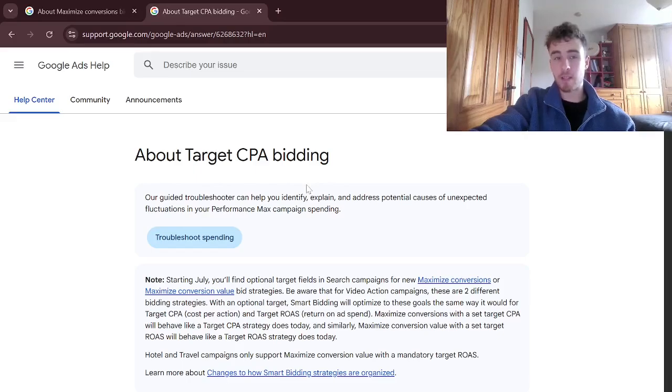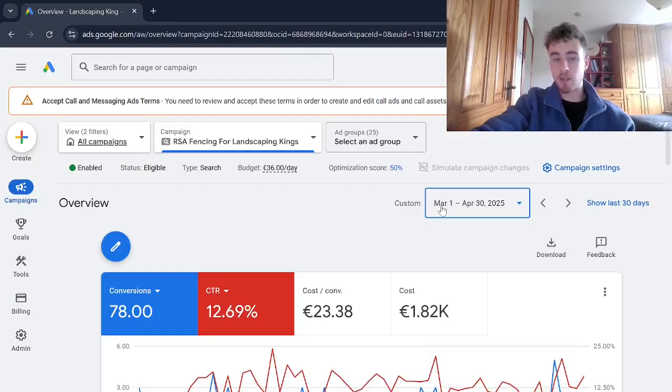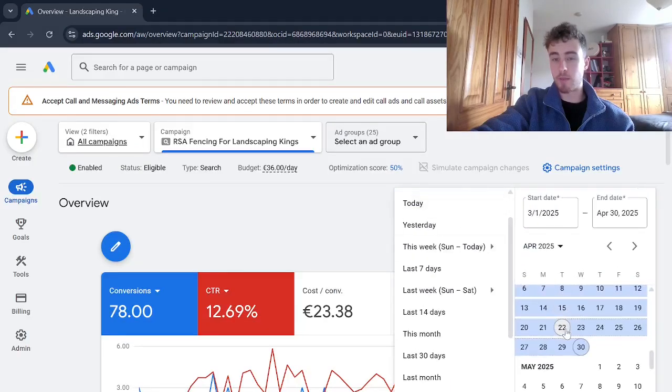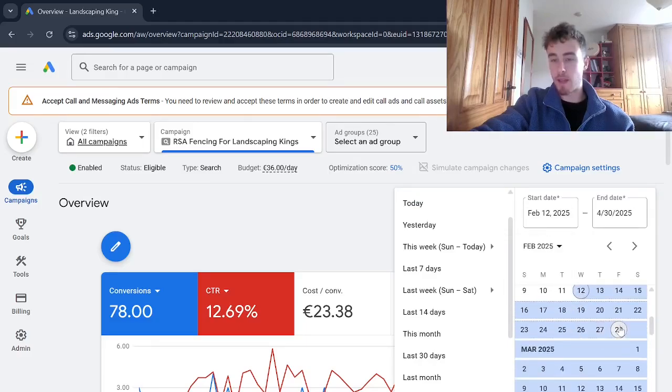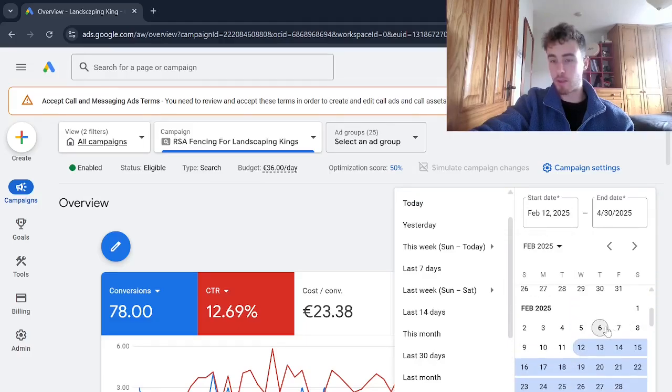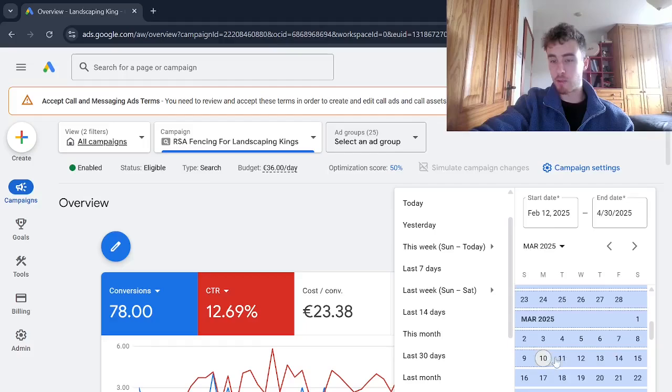And generally, as long as you have 15 at the very minimum, but ideally closer to 30 conversions in the last 30 days, then you can go straight to target CPA bidding. And just to give you an example of what this actually looked like for a real campaign we're running. So this campaign we initially launched around the 12th of February this year, and so the 1 month mark would have been up around March 11th.